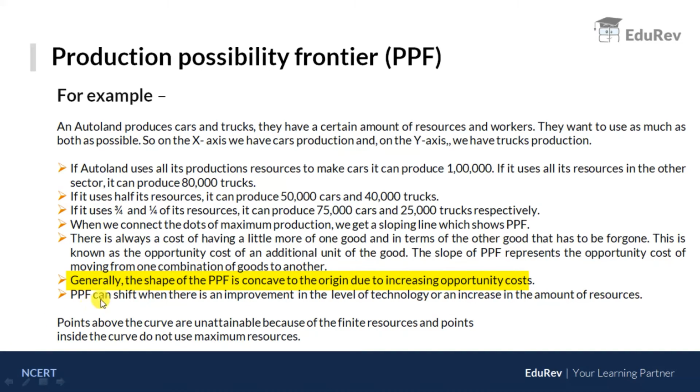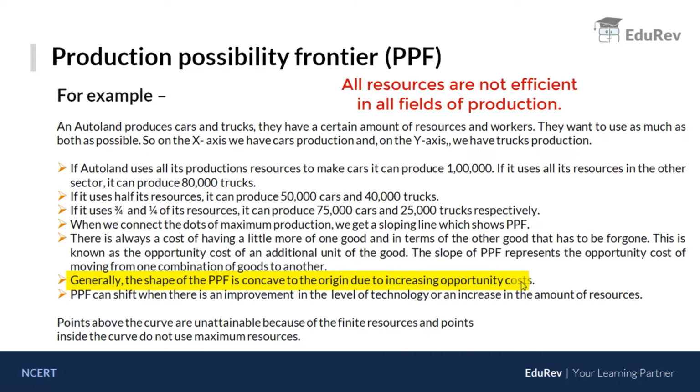Now, generally, the shape of the PPF is concave to the origin due to increasing opportunity costs. Now, why is it increasing? Because the resources that are there in our economy are not equally efficient in every sector. Why? Because see, if labor that works in the agricultural sector is used in the industrial sector, that labor will not be as efficient, because he is more efficient in the agricultural sector.